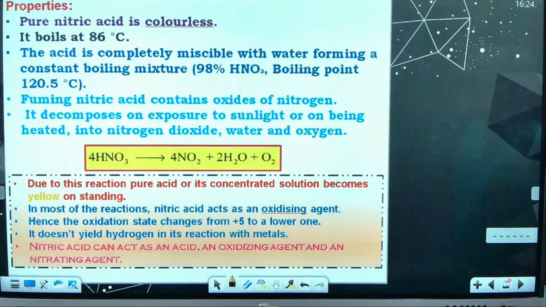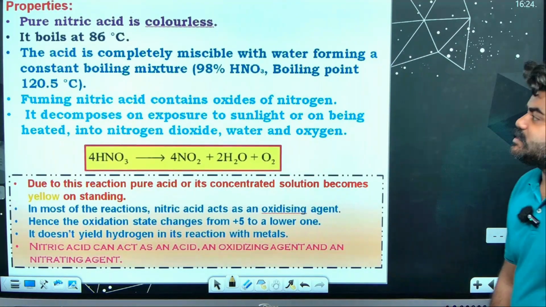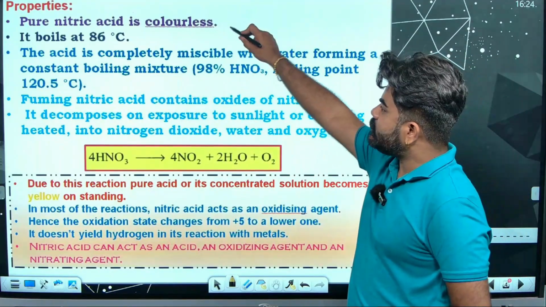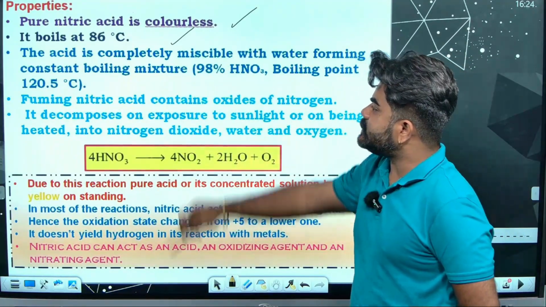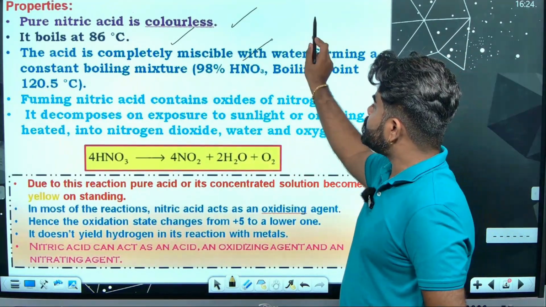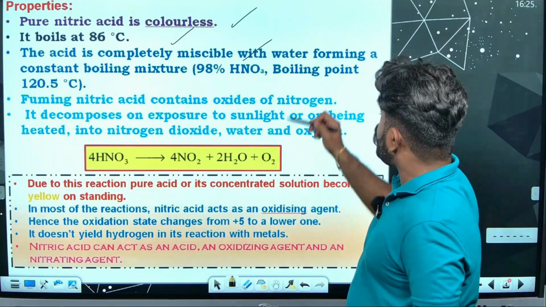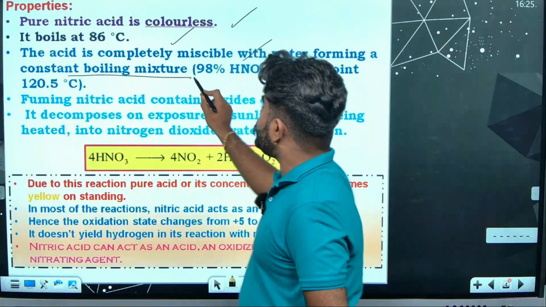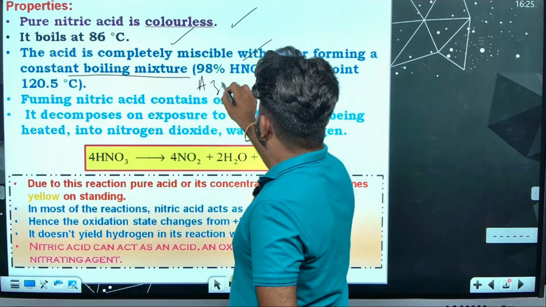Okay. Now let's see the properties of nitric acid. It is a colorless liquid. It boils at 86 degrees Celsius and it is completely miscible with water, and it forms a constant boiling mixture which is called an azeotrope.